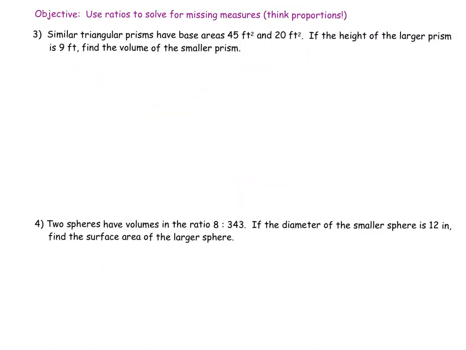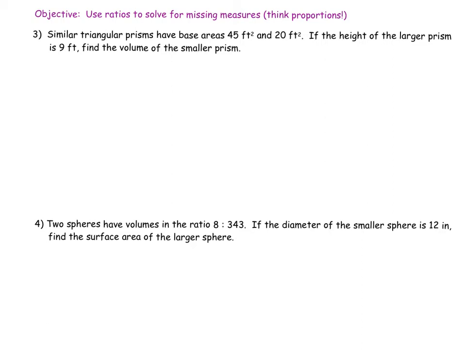Okay, this is going to be my third and final video for helping you to solve problems involving ratios of measurements with similar solids. We could have ratios of side lengths, we could have ratios of areas, ratios of volumes. So let's get started. In example 3, we've got similar triangular prisms.